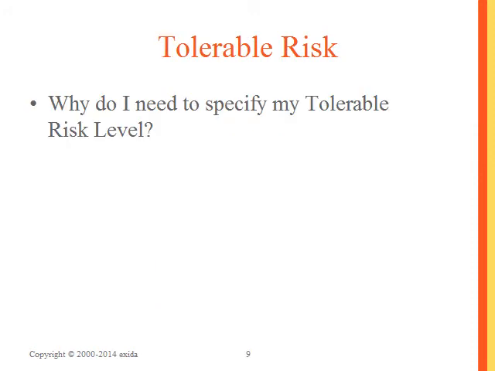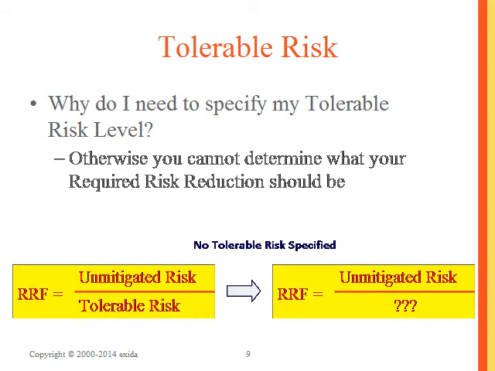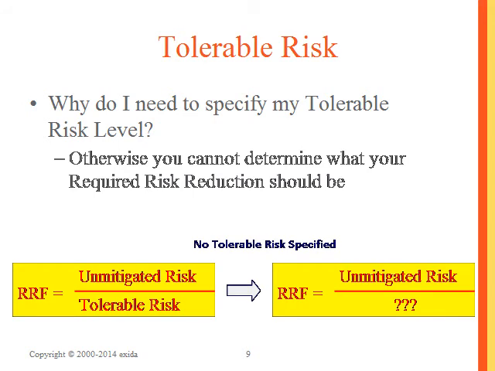So tolerable risk. Why do I need to specify my tolerable risk level? Well, if you don't do that, you won't know what your risk reduction should be. Because your risk reduction is your unmitigated risk over your target risk. And if you don't know what your target risk is going to be, then you won't be able to determine your risk reduction.